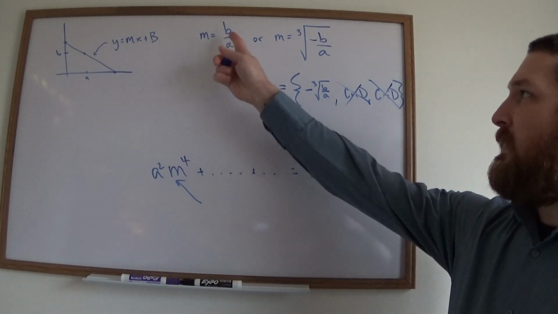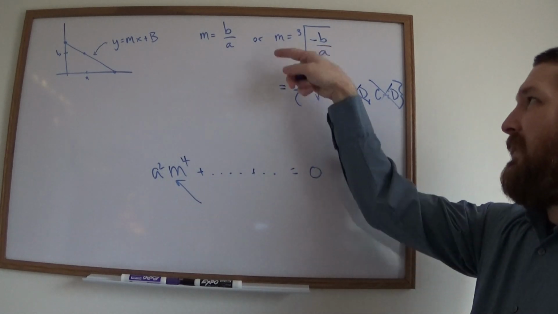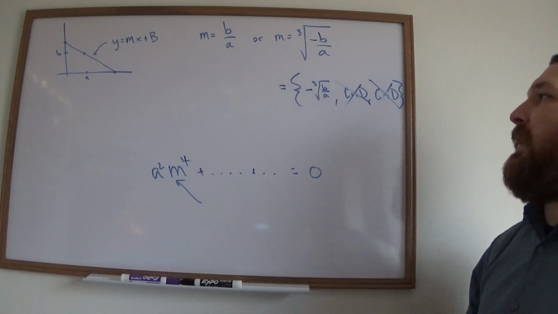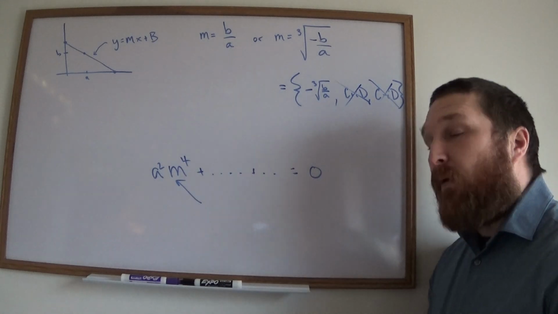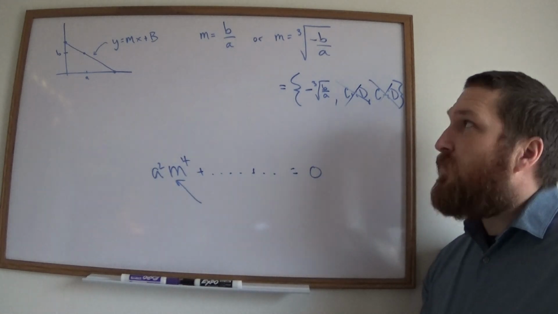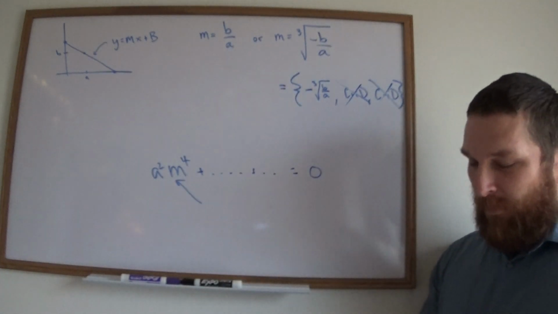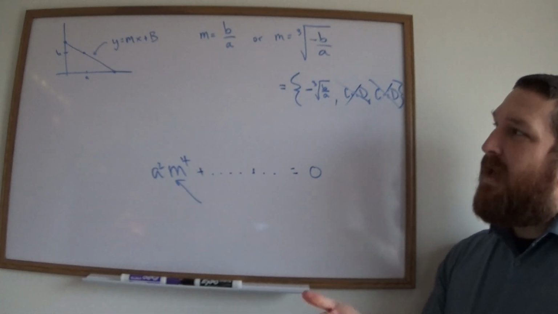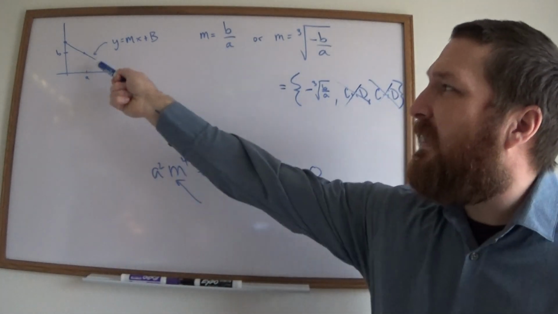Either m is b over a, or m is negative, because I pulled out the negative cube root of b over a. Now, b and a were both positive numbers. So which one of these must be the case? Let's look at m. What is m over here? It's the slope. And look at that line.